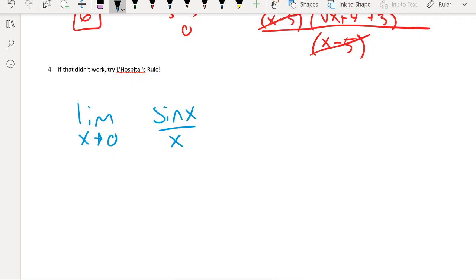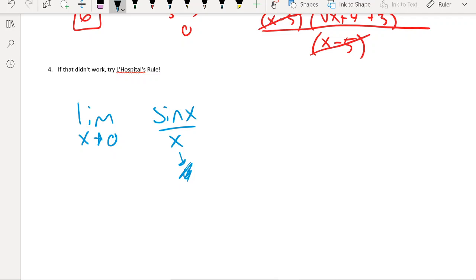So if I plug in 0, I get 0 over 0, so that's a no-go. Step 2, factor, can't factor. Step 3, try to do a conjugate, but there's no conjugate. There's one thing on the top, one thing on the bottom. I can't combine them. So L'Hopital's rule.